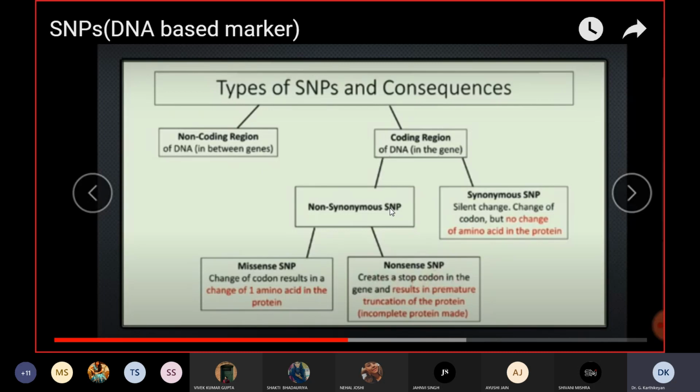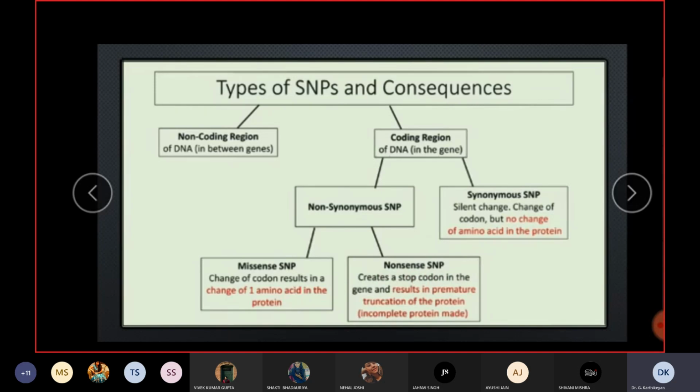So things like that. By and large, although they are missense SNPs and the amino acid has been changed, the function remains the same. Unless an aromatic amino acid is replaced with a different kind, then it becomes a problem. Otherwise, by and large, these substitutions are tolerated, and that is why this is called a missense SNP. Nonsense SNP, on the other hand, is going to create a problem because it creates a premature stop codon in the gene and results in premature truncation of the protein, that is, an incomplete protein is made.